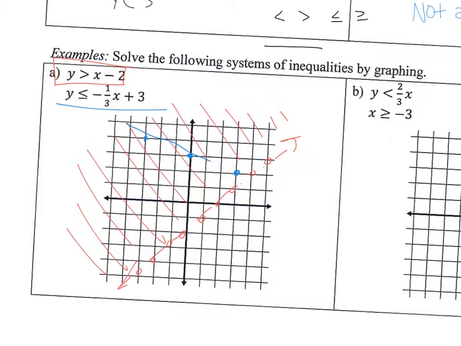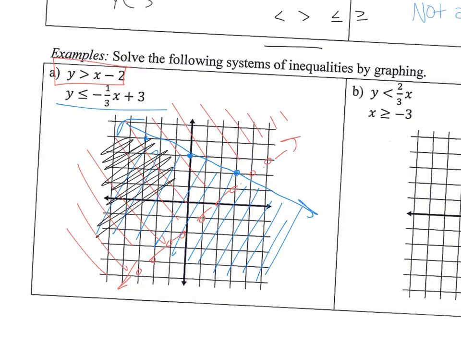It's going to be a solid line. And I'm going to shade less than, so I'm going to shade underneath the blue line. Now where the red and the blue intersect at the same time is your solution. So I'm going to darken that. I'm going to use black. See how this part was red and this part's blue? This is your solution. There's an infinite number of ordered pairs that satisfy the solution, so you have to shade.